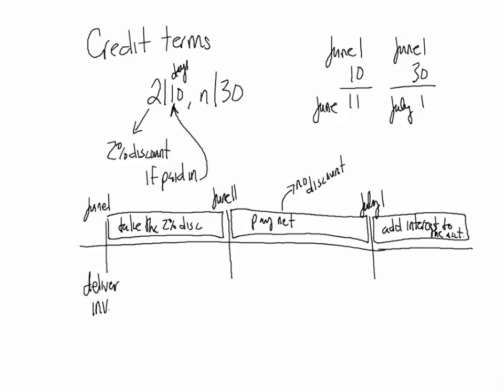So 2/10, net 30, which means the whole remaining amount, no discount, by day 30. And that's from the date of delivery. Any dates you see in the textbook, assume the date that they're giving you is the date of delivery. So remember, after June 11th, the company can no longer take the discount. And discounts are worth quite a bit of money when you're looking at taking them.